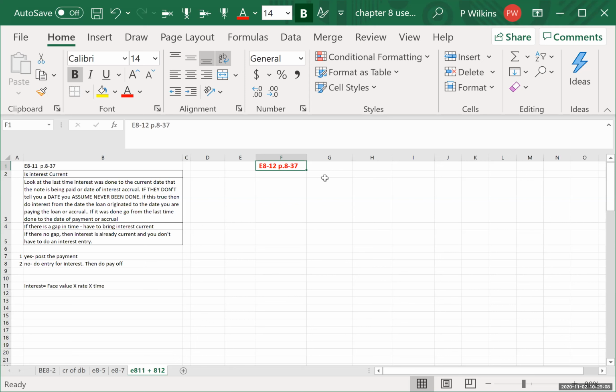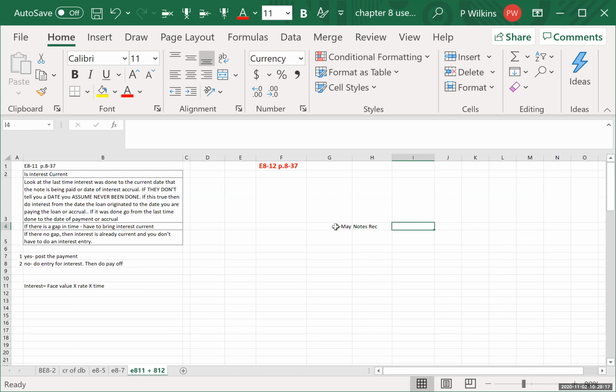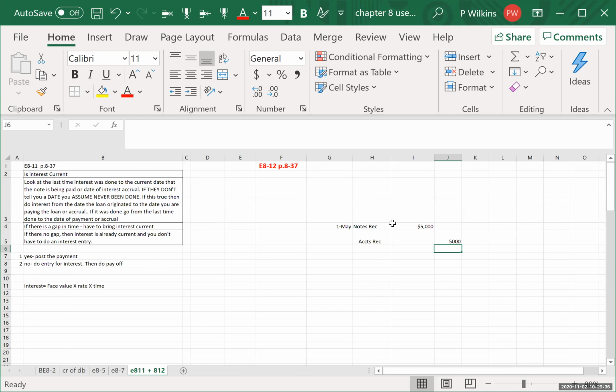R. Stoney. So May 1, we're going to debit notes receivable. And we're debiting notes receivable for $5,000. And we're crediting accounts receivable because they told us that it was for settlement of an accounts receivable, right? They say exchange. It can say exchange or it can say settlement, okay? All right, so we have that one. We're going to go down to the next one.